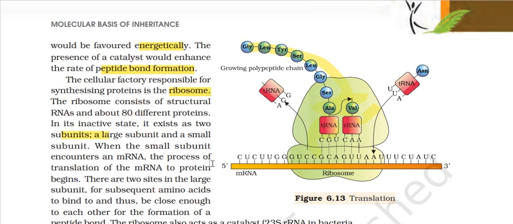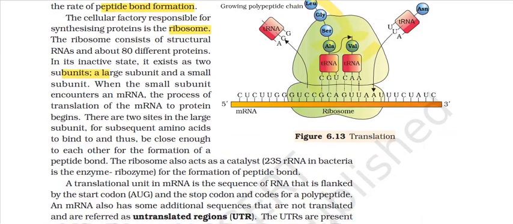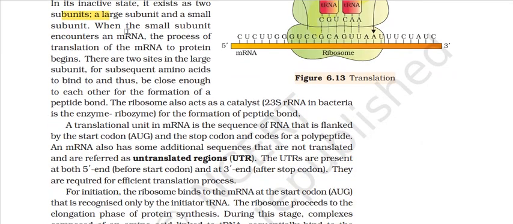अब क्या होगा, when the small subunit encounters an mRNA, the process of translation of the mRNA to protein begins. Small subunit comes in contact with the mRNA and the process of translation will begin. There are two sites in the large subunit for subsequent amino acids to bind and thus be close enough to each other for the formation of a peptide bond. ठीक है, large subunit में दो sites हैं जो बहुत नजदीक होती हैं, which are going to facilitate the binding of the two amino acids on two different tRNAs.